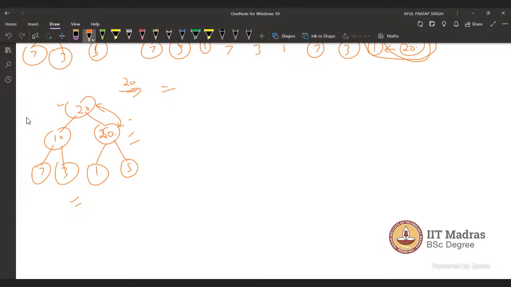We are creating a max heap. But in one of the quiz questions, okay, I'm taking that question, where there was a balanced search tree in a quiz.